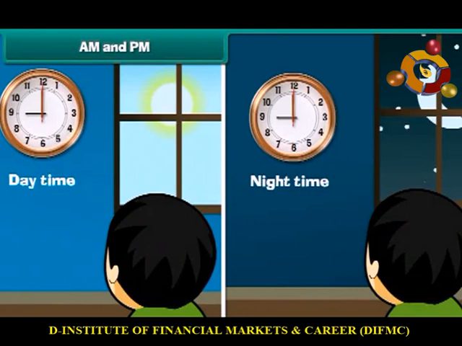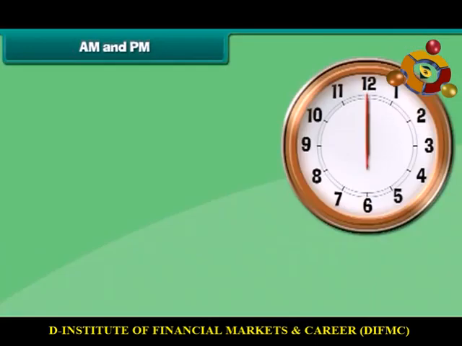Look at these pictures. Both the clocks show 9 o'clock. But do you see any difference in both the pictures? One is daytime and the other is night time. How will you tell which is morning 9 o'clock or evening 9 o'clock? Let me tell you. A clock has 12 numbers marked.